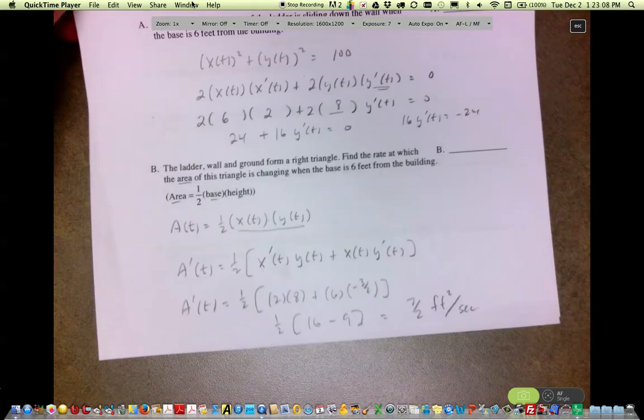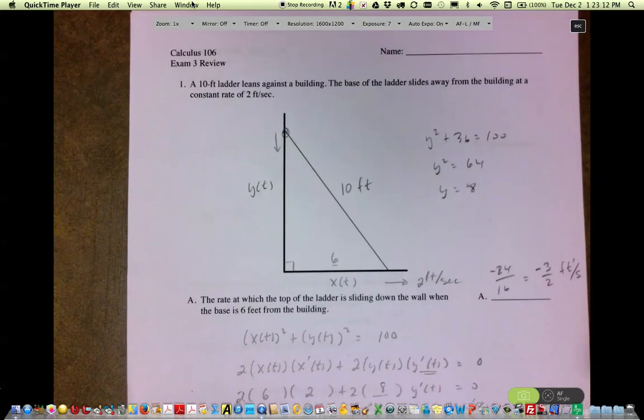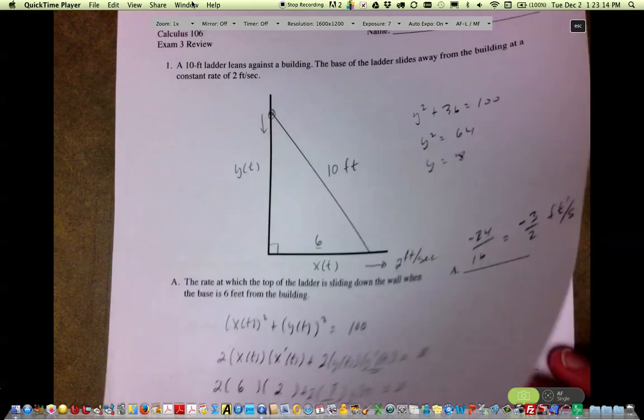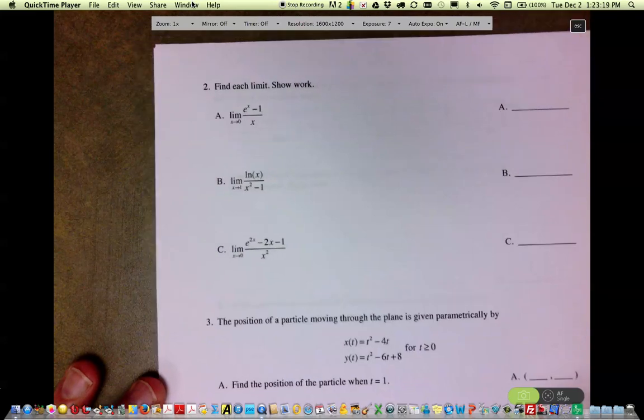Okay? All right, so that kind of question was called a related rates problem, and I think if you go back and look at your notes and look at some of the sections in the book, you should be able to find some more problems that deal with related rates.